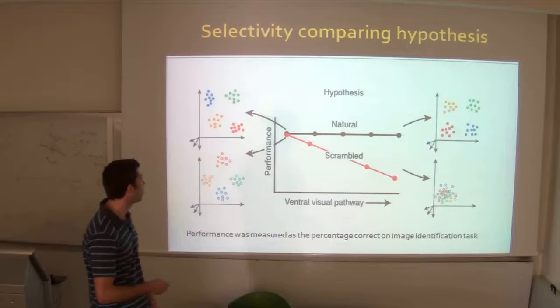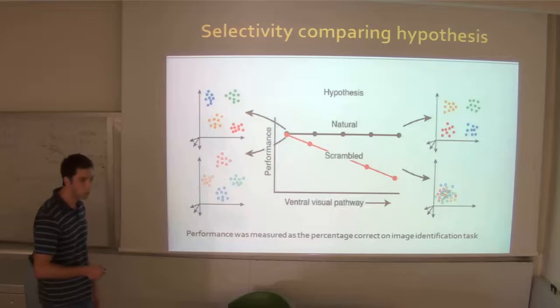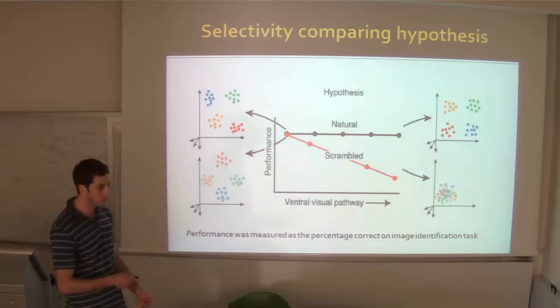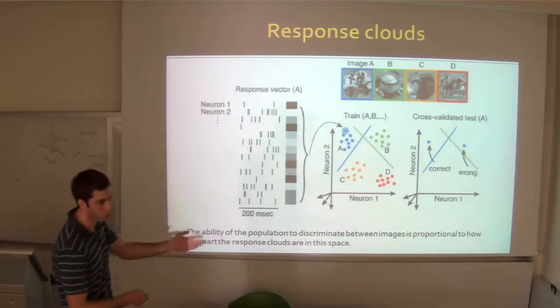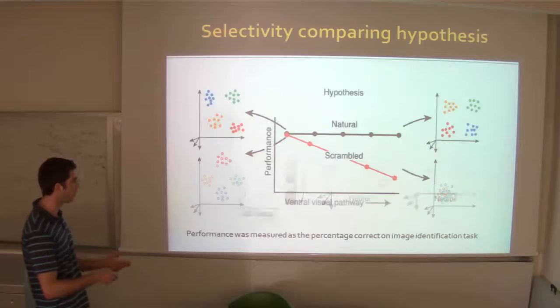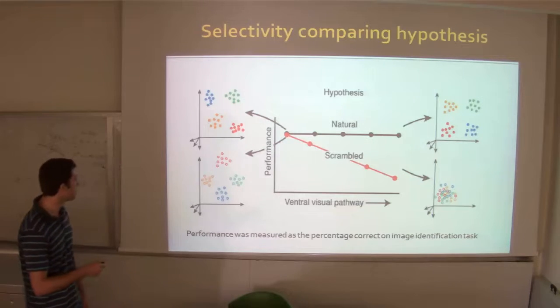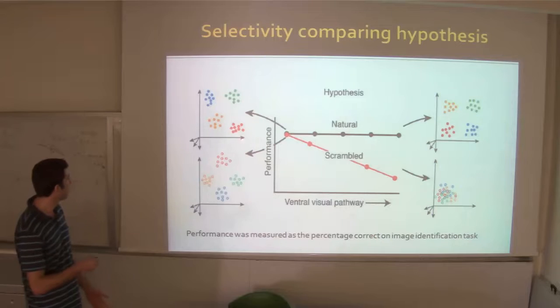So what was their hypothesis? This is the ventral visual pathway as we move forward. Let's assume V4 is somewhere here and IT is somewhere here. Performance was measured as the percentage correct on that image identification. It was like a computer simulation to see whether they get a correct or wrong answer. So the hypothesis was that for natural images and for natural and scrambled images, the performance of the V4 neurons will be quite the same. It will look something like that.